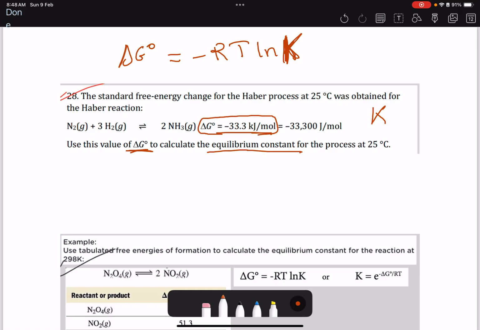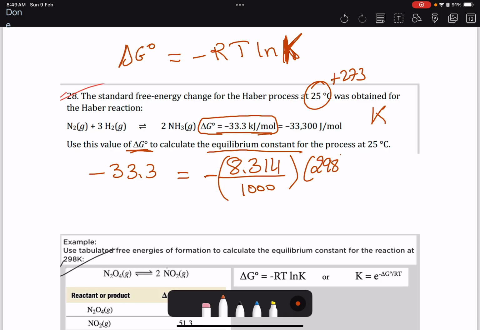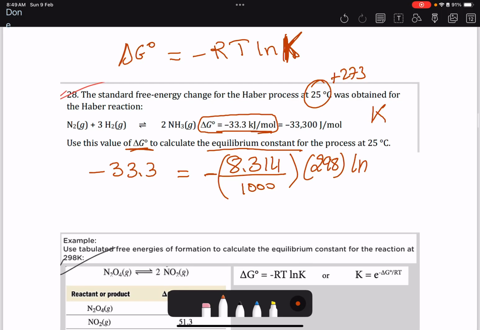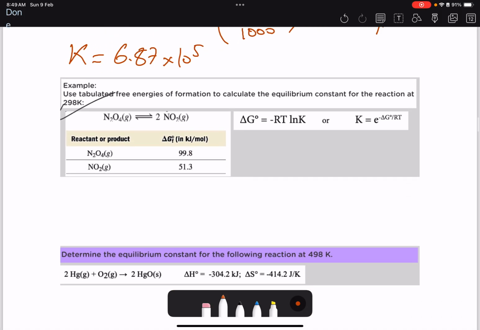Having delta G equal to minus R divided by 1000, multiplied by temperature converted to Kelvin, multiplied by ln K. When you plug this into your calculator, you can do solve for X, and the calculator is going to give you a value of 6.87 times 10 to the power of 5. It's a very large value, which is consistent with the given delta G being negative, so logically K is going to be a large value.